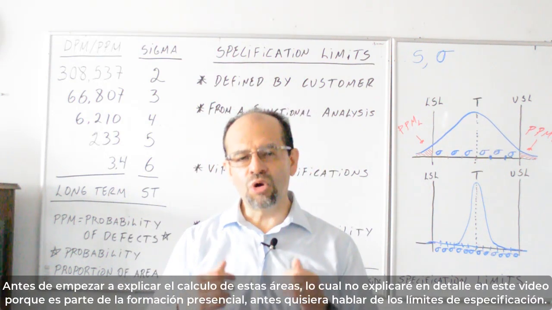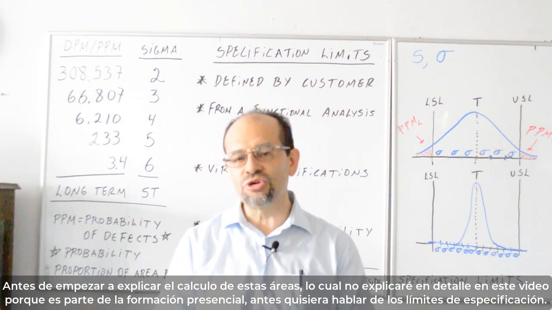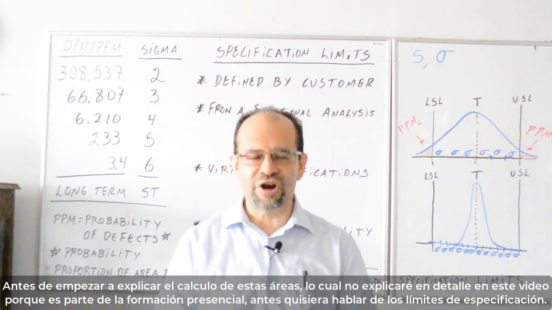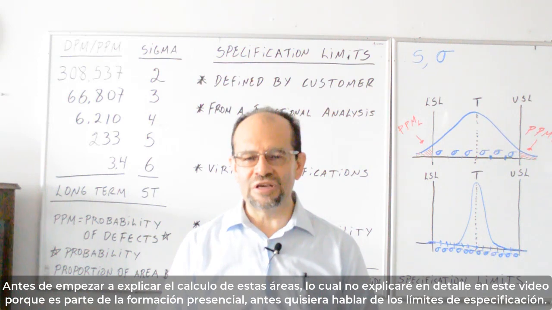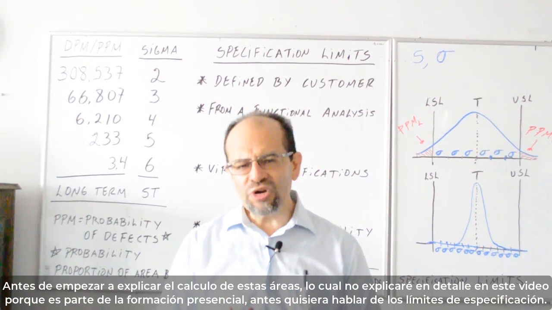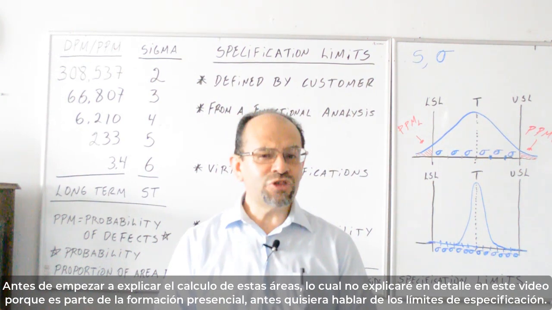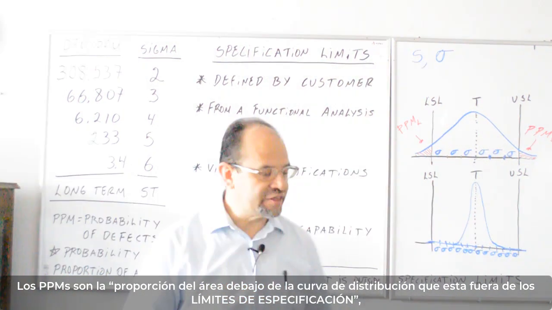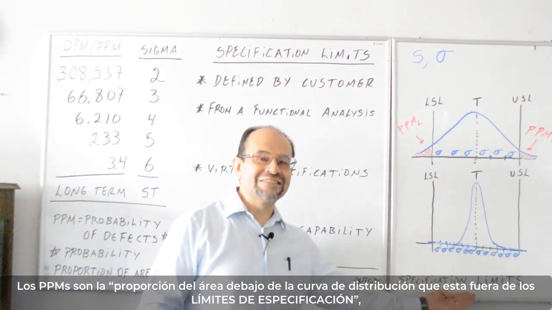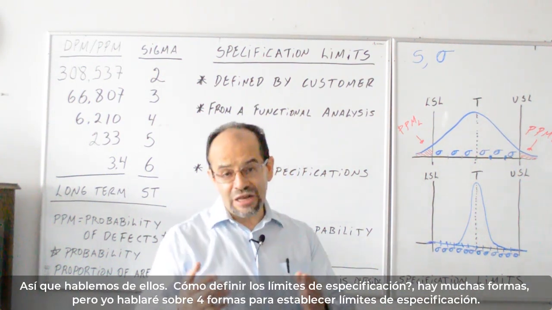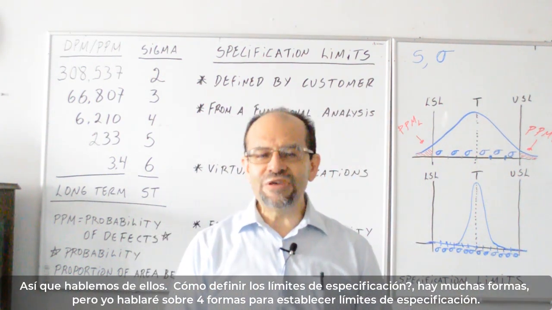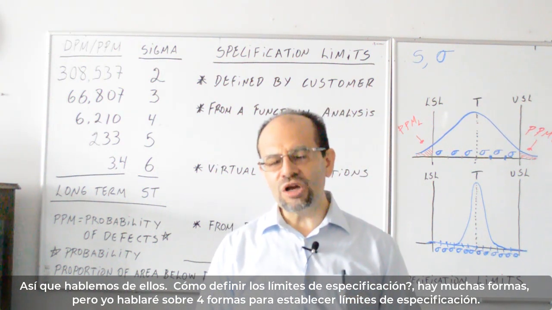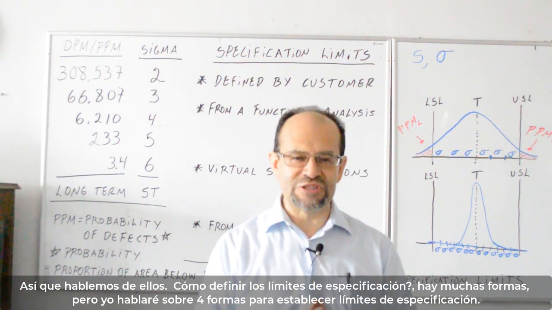Before going through the calculation of these areas, which I won't do in detail during this video, but is part of the class that we have, the one-to-one or face-to-face class, I want to talk about specification limits. Here we have the proportion of the area below the distribution curve that is outside the specification limits. So, how do we define the specification limits? There are many ways, but I'm going to talk about 4 ways to establish them.